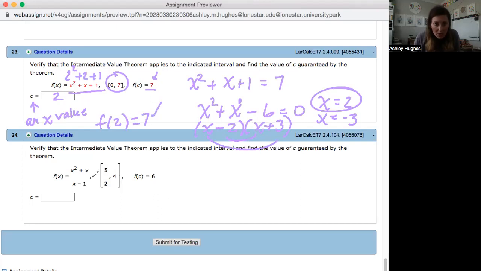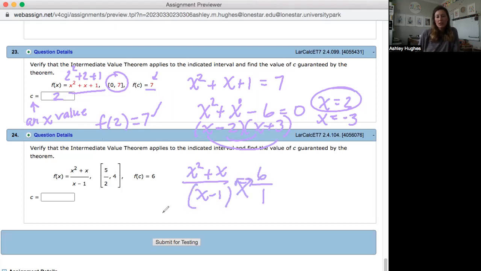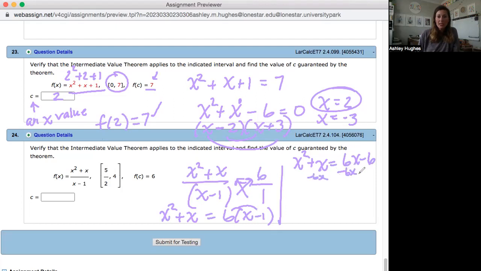Verify it works. If so, find the c. So again, you're going to set this, x squared plus x over x minus 1, equal to c. In this case, cross multiply. So you get x squared plus x equals 6 times x minus 1. Distribute this, so you get x squared plus x equals 6x minus 6. And then I want to get these all on one side since it's a quadratic, so I'm going to subtract the 6x and add the 6. So x squared minus 5x plus 6. And then I'm going to figure this out.